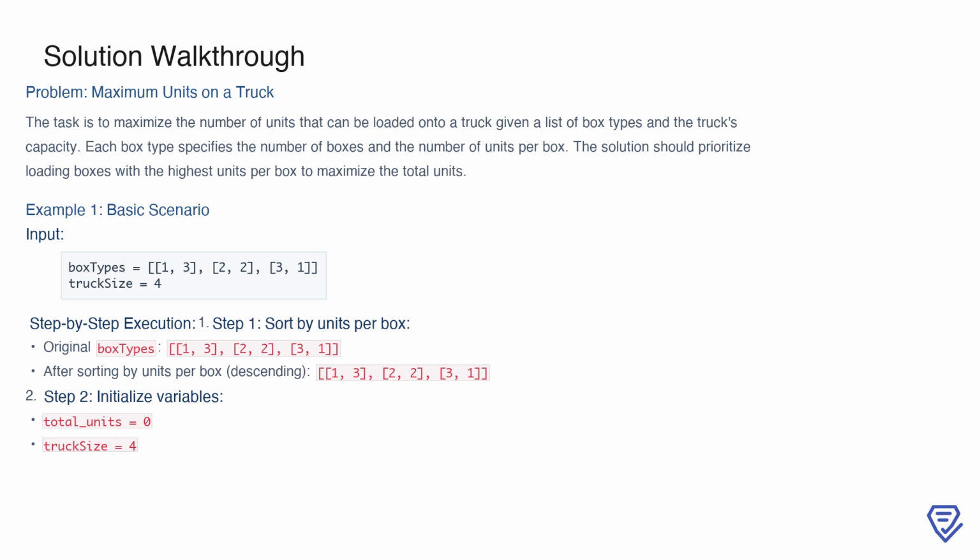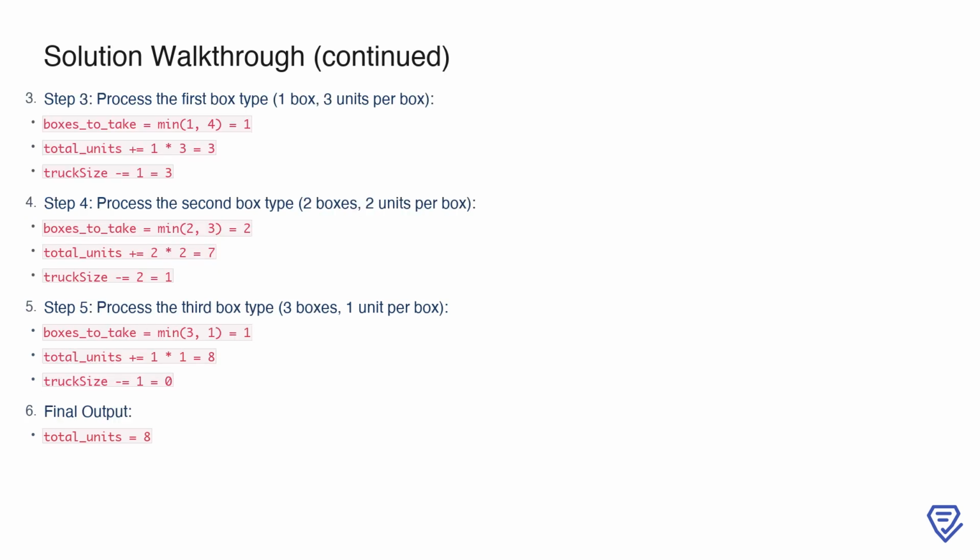Starting with the first box type, which has 1 box and 3 units per box, we calculate the number of boxes we can take. Since the truck's capacity is 4, we can take all 1 box. This adds 1 multiplied by 3, or 3, units to our total. We then decrease the truck's capacity by 1, leaving us with a truck size of 3.